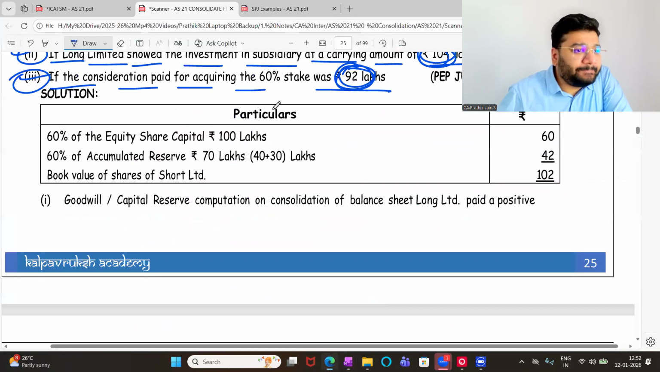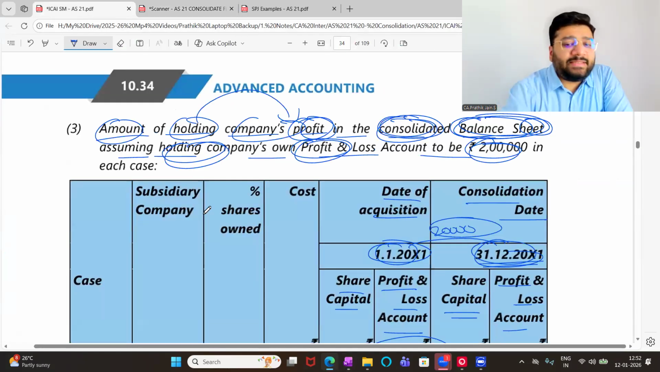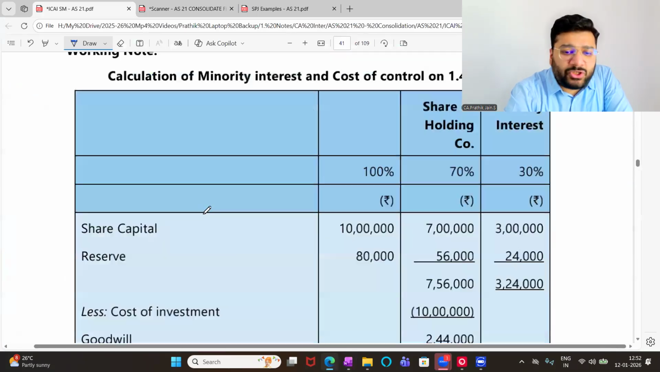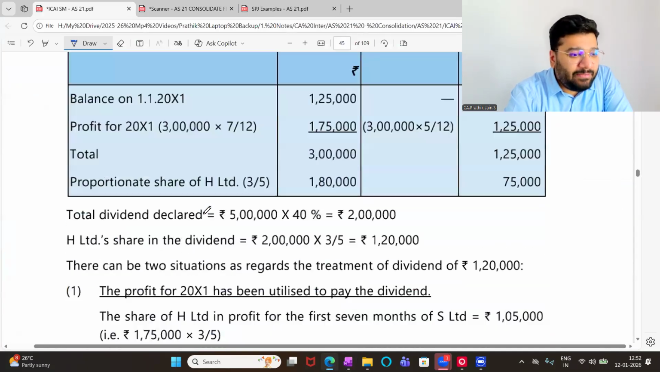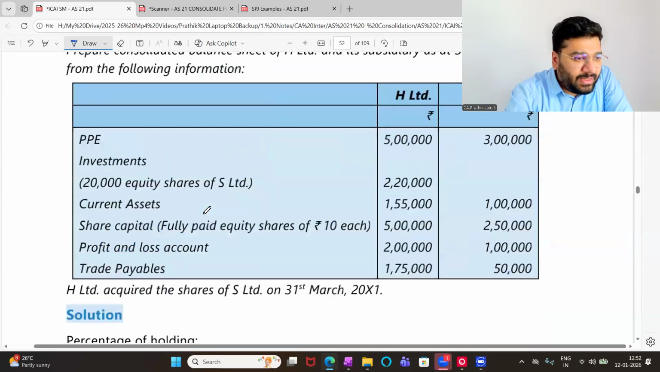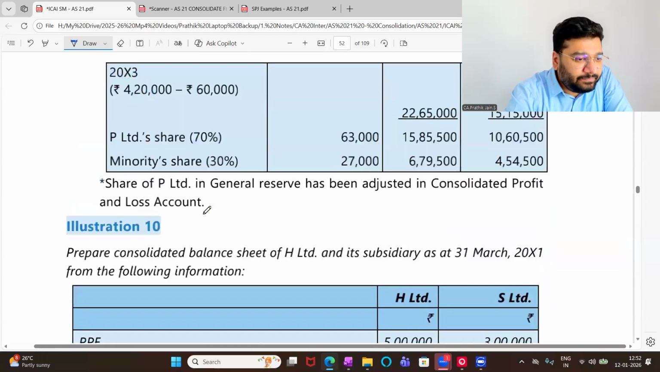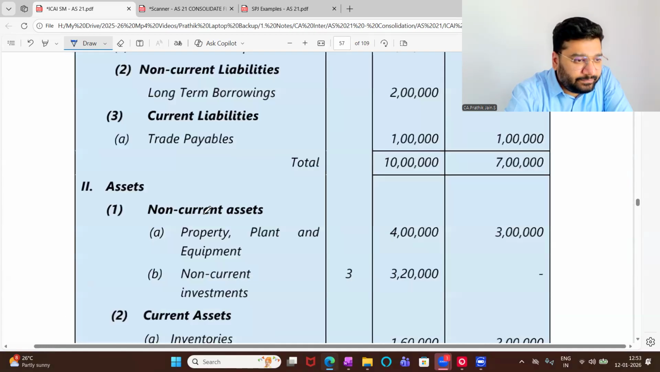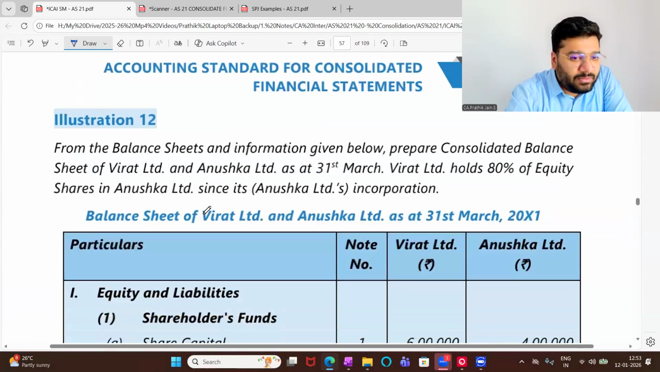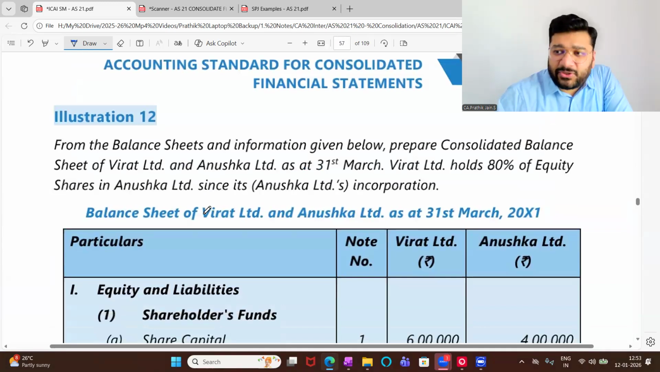Can we do the next question? Please take Illustration 12 of the ICI module. Nice question. Not too much masala, but one masala will be there. Illustration number 12. Yes, all the cricketing fans will love this question.